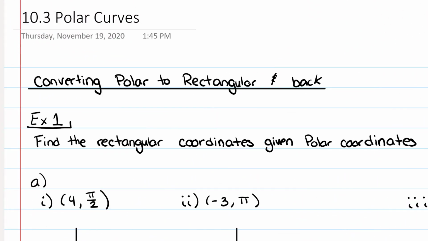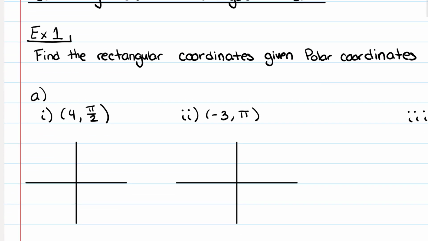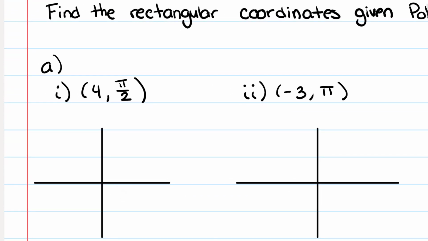10.3, Example 1. In this example, we're going to look at how to convert polar coordinates to rectangular coordinates, and then convert rectangular coordinates back into polar units. So, here we go. The first one we're going to look at starts with the point 4 comma pi over 2. Now I want to turn that into regular Cartesian units.